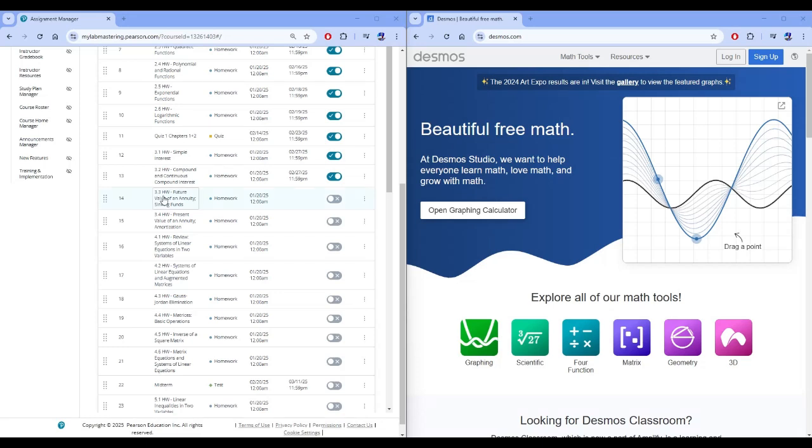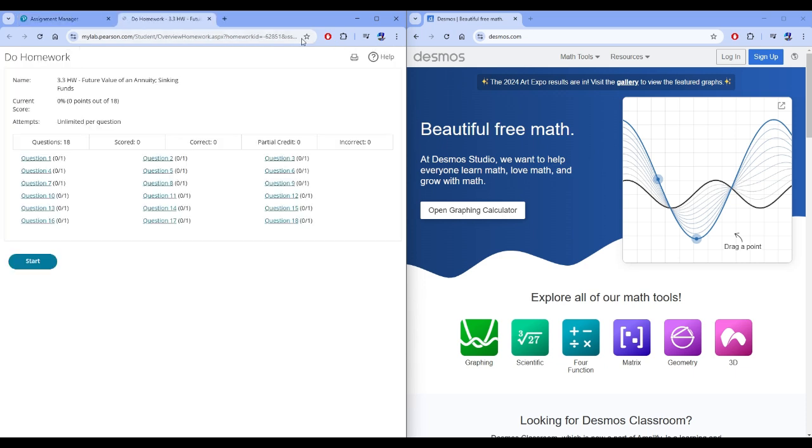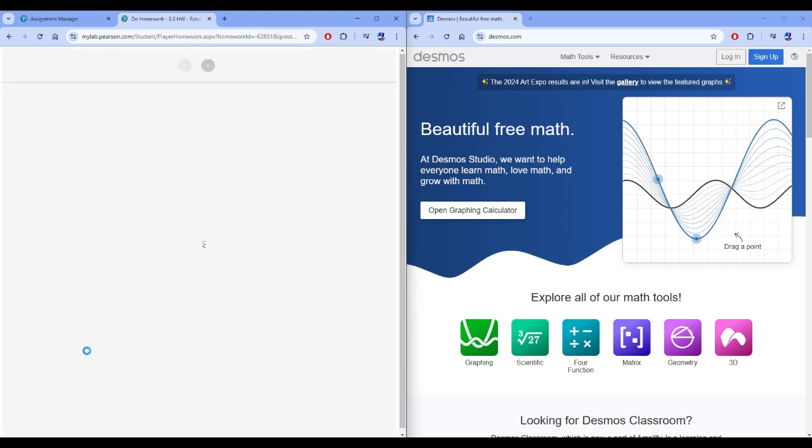Today's focus is going to be lesson 3.3, future value of annuity and sinking funds. So let's get straight to it. Take a peek at these questions. And here we have 18 questions, looking good. So let's go to the first one and let's see what the textbook says.